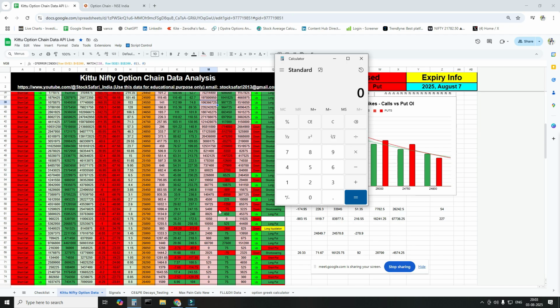So let us again take some example. I think we have covered all these four areas: long build-up, short covering, long unwinding.